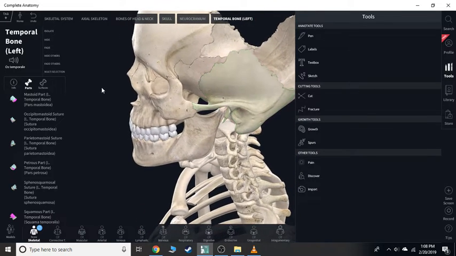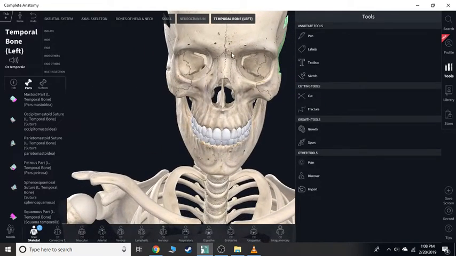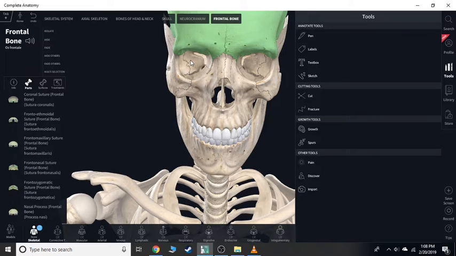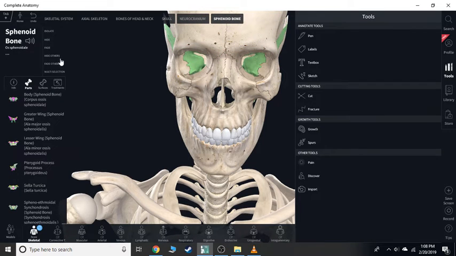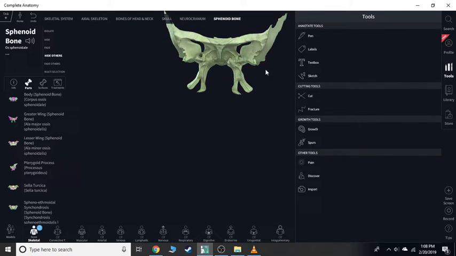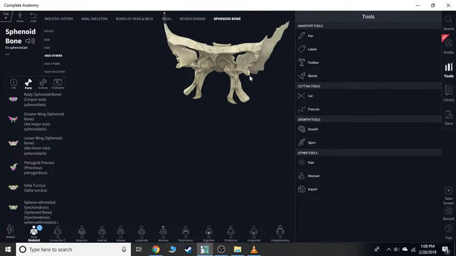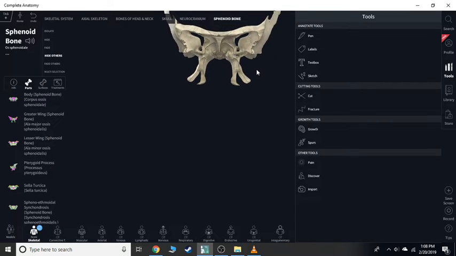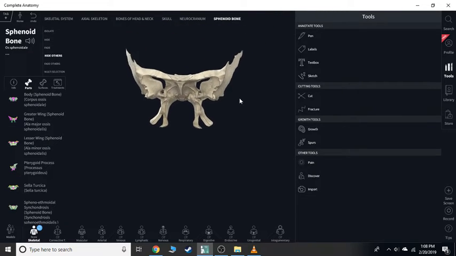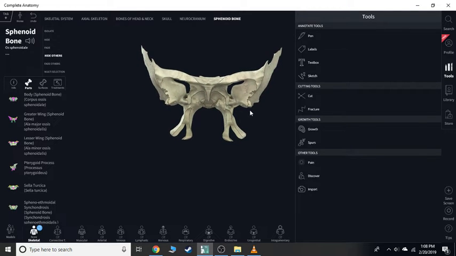All right. We're getting there. Next up is the sphenoid. I'm going to hide all the others because people say it looks like a bat or a butterfly, but I think it looks more like a mask. So the sphenoid's a little bit tricky just because of its odd shape, but there are a lot of different features to this.